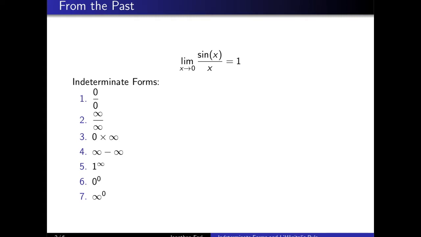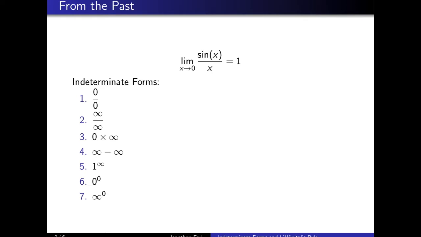So, remember a while ago we'd said that as x goes to 0, the sine of x over x goes to 1. And the way we showed that one about 2 weeks ago was we used the squeeze theorem and some triangles and parts of circles to pull this one off. And this is what we could refer to as an indeterminate form.